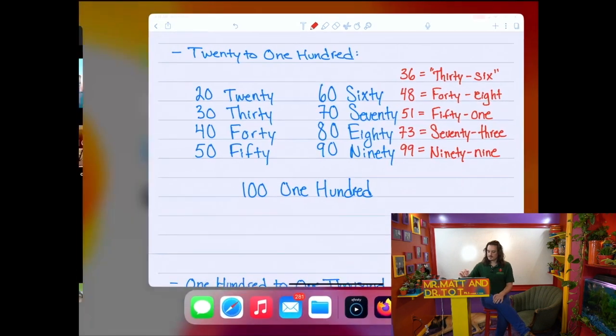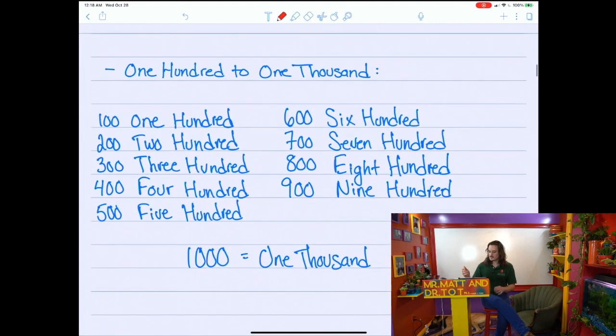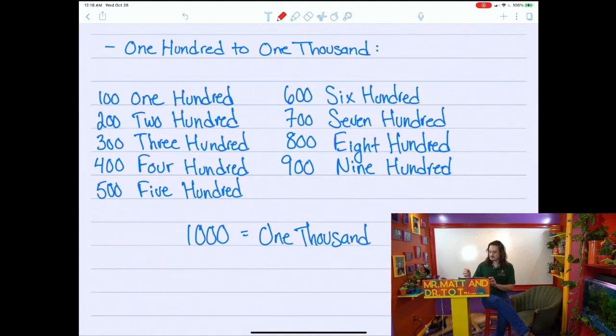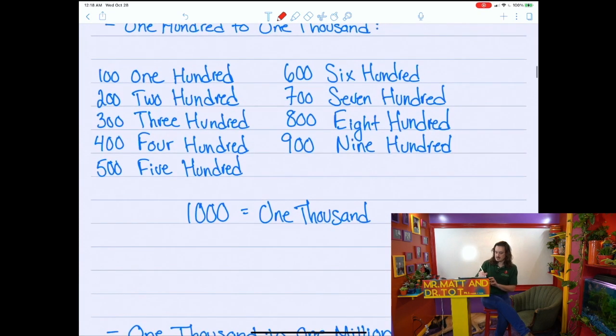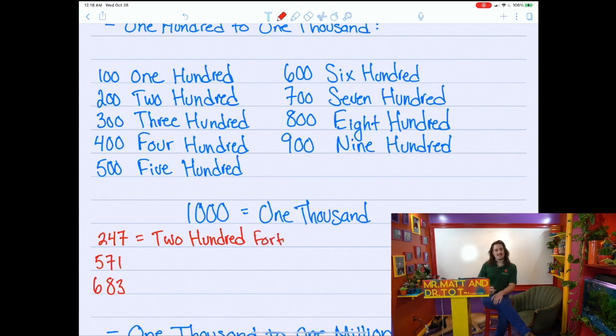If we look at some examples here, let's look at 247, 571, and 683. So we would write this out, starting with the multiple of hundreds, 200, and now in between the tens and the ones, we need a hyphen, 40 hyphen 7.